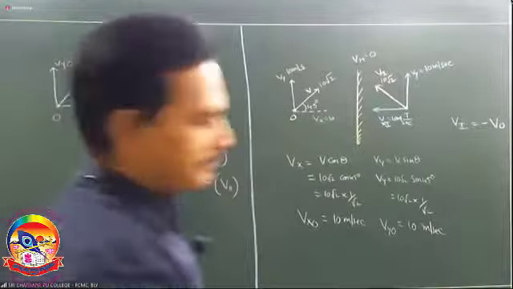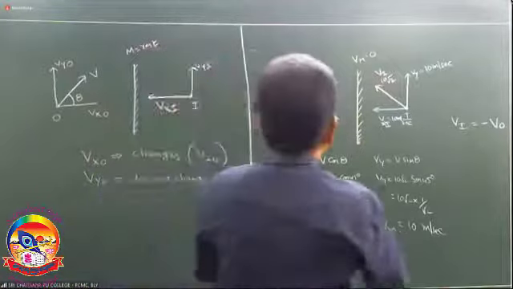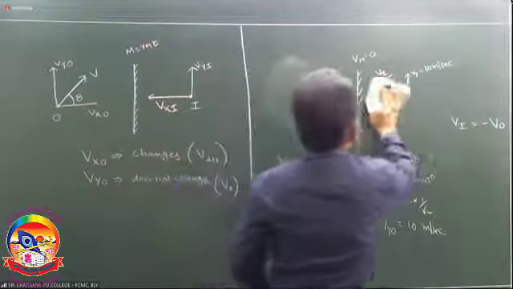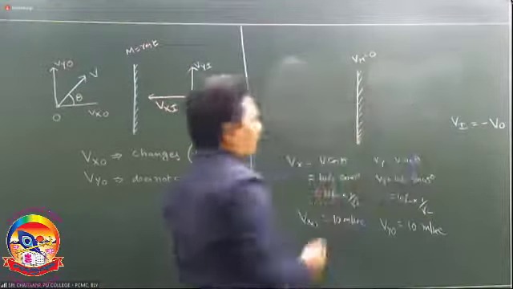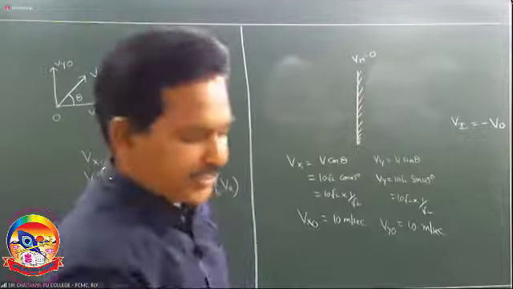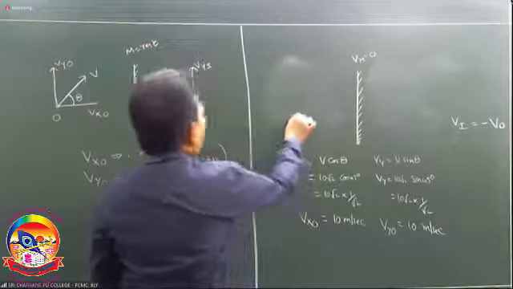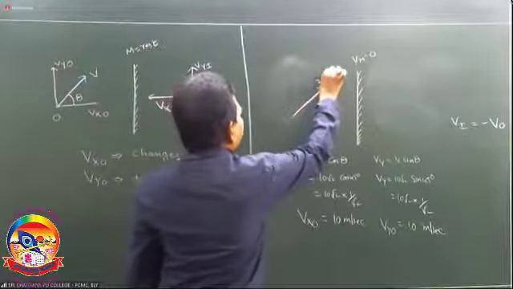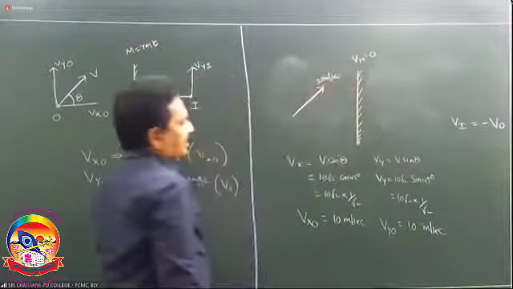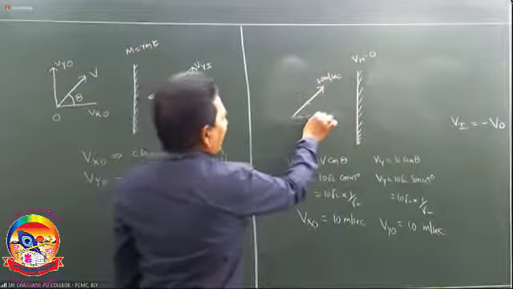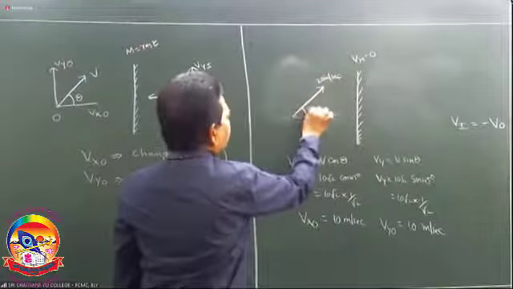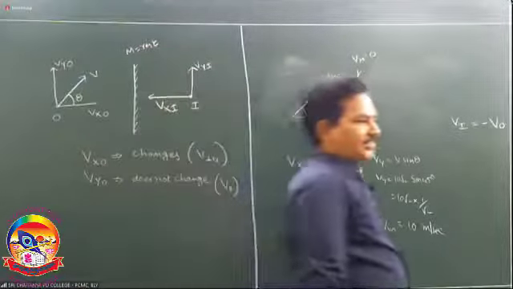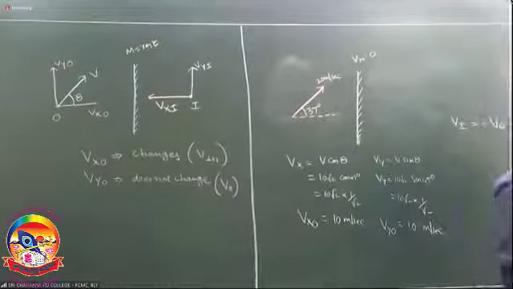Now one more problem, same concept. We will have clarity. The mirror is at rest. What is the velocity? The velocity is 20 meters per second, but the velocity is making an angle of 37 degrees. I want to find the velocity of the image.